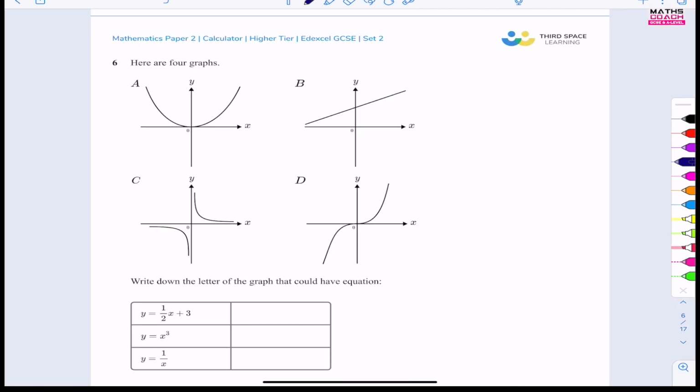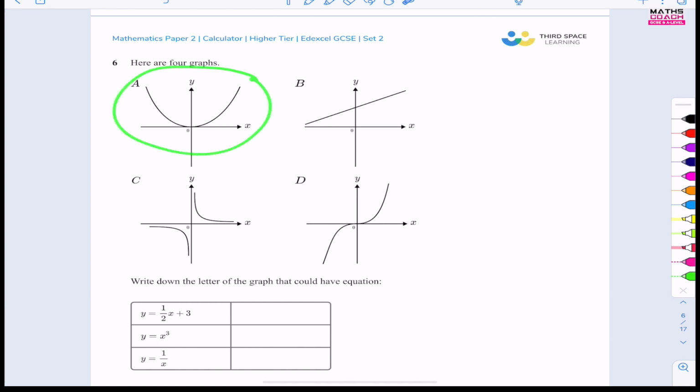All right, so question number 6 here. Here are 4 graphs. Write down the letter of the graph that could have the following equations in the table. For a question like this, the question is testing you on whether you know how to identify different types of graphs. So I'm not going to look at this just yet. Let's just go through the graphs one by one.